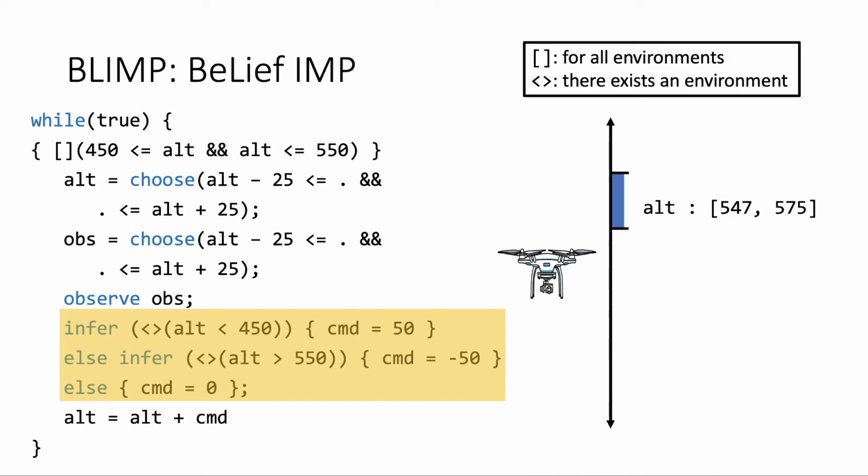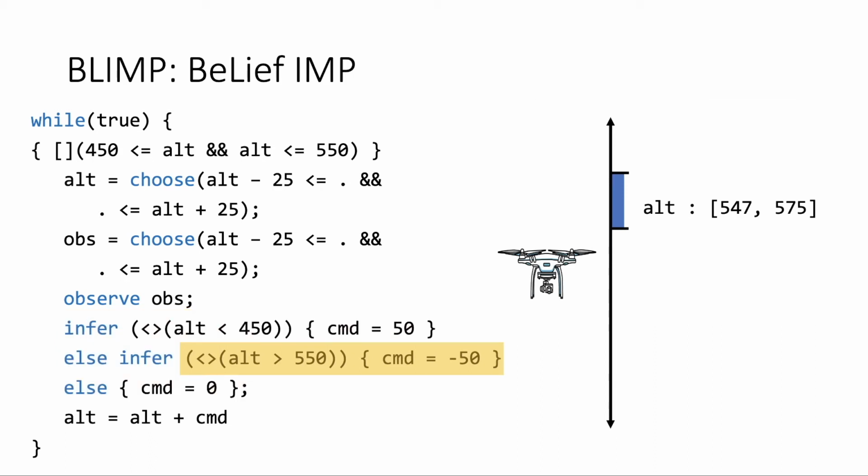The second predicate says, is it possible that alt is greater than 550, or does there exist an environment such that alt is greater than 550? And the answer is yes, because in our belief state, we have an environment that has alt with 553. And so this predicate is going to get triggered, and we're going to execute the toHigh branch of our state estimator. And so we're going to get a command of -50.